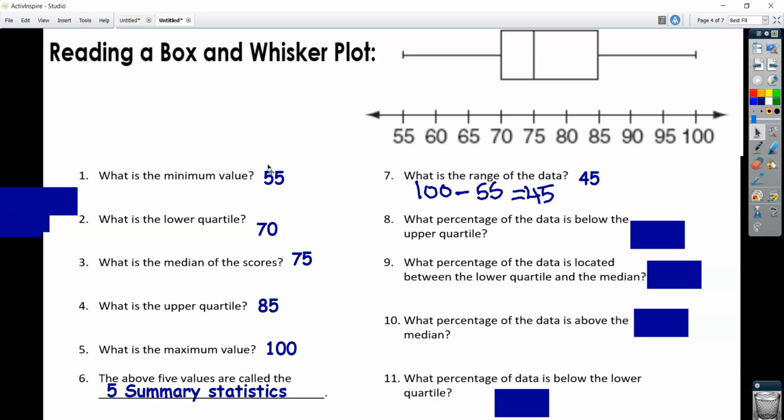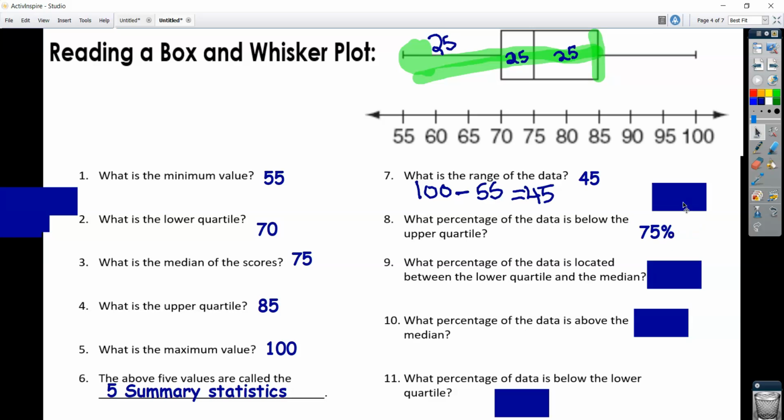It says, what percentage of the data is below the upper quartile? So the first job is to identify the upper quartile. The upper quartile is right here. So this is our upper quartile. And then it says what data is below. So it's asking about everything that is below the upper quartile. So everything from this point forward. So if we look at that, we want to see what percentage are we talking about? Well, there's 25% of the data in this whisker, 25% of the data in this box, and then you got 25% of the data in this box. So in total, that is 75% of the data. Here you go. Let's look at the next one. Let's see if we can figure that one out.